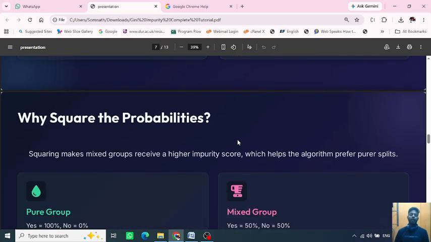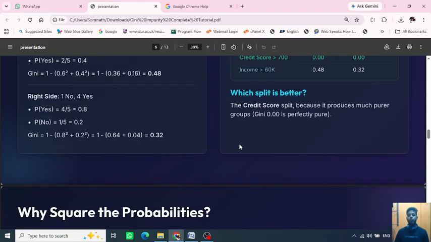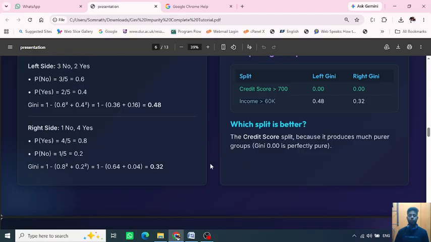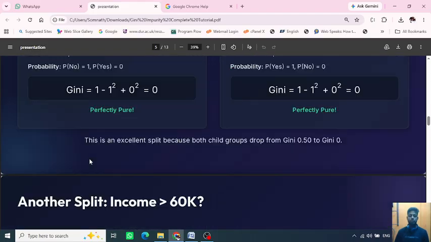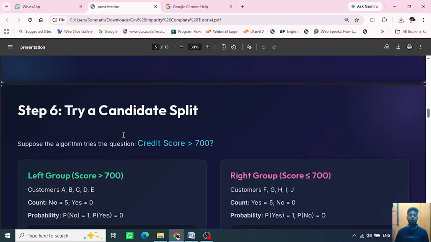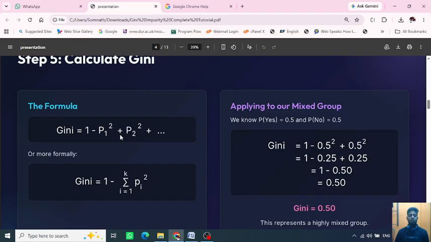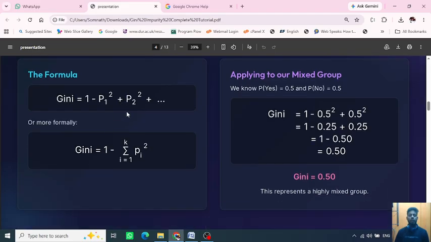So why square the probabilities? This question may also arise, because if you find the formula, the formula is 1 minus probability of class 1 squared plus probability of class 2 squared. So why are we squaring? Why do we not take only the probability?